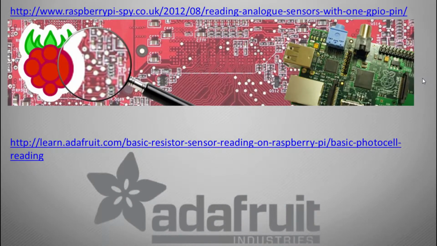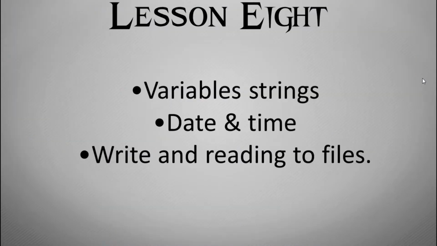A lot of the code for this particular one has come from the Raspberry Pi Spy and the Adafruit website, so check out those links to see a bit more information about these diagrams. We're going to introduce variables with strings, so how to actually put words and text into it, how to look at date and time, and how to write and read from a file.